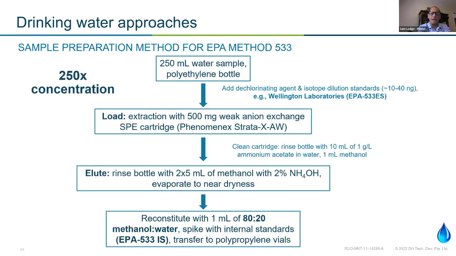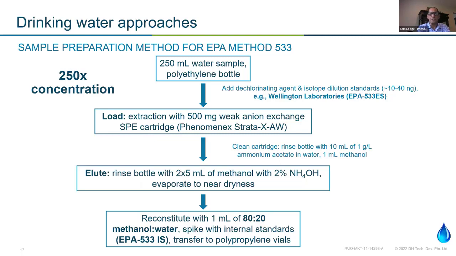And again, here's a schematic or a diagram of the process for the extraction of the 533 method. Again, because it's an isotope dilution method, you're adding your isotopes, your labeled analogs before extraction, because you're looking to see what impact the extraction has on the recovery of your native compounds. And this allows you to normalize that.